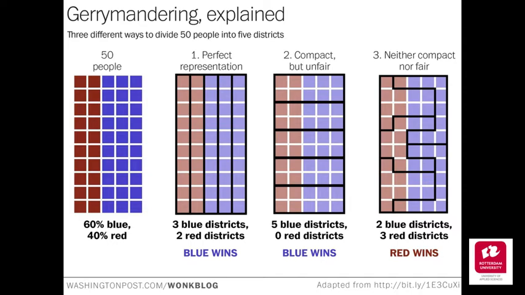Now, the third one that we have right here, which is neither compact nor fair, in this case, you would have 2 blue districts and 3 red districts, because you've drawn the line in a way to where you've made sure that the people that are voting blue are either grouped together or they're kept apart. And this is essentially what gerrymandering is. And let's look at what it actually looks like in America.